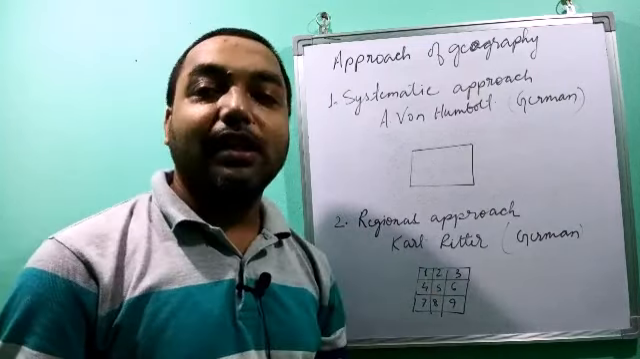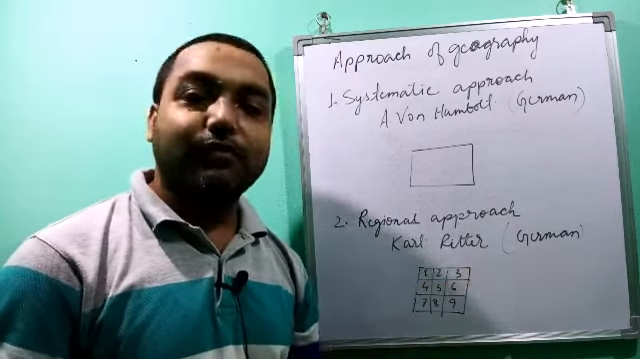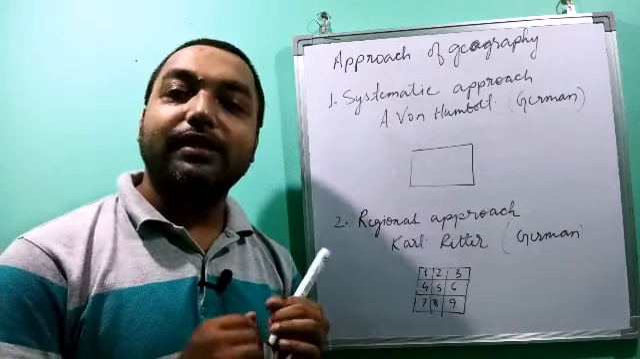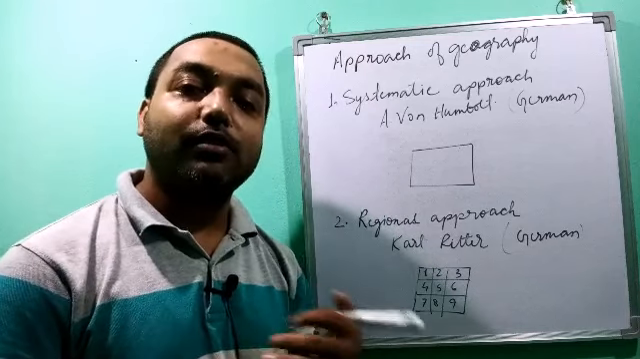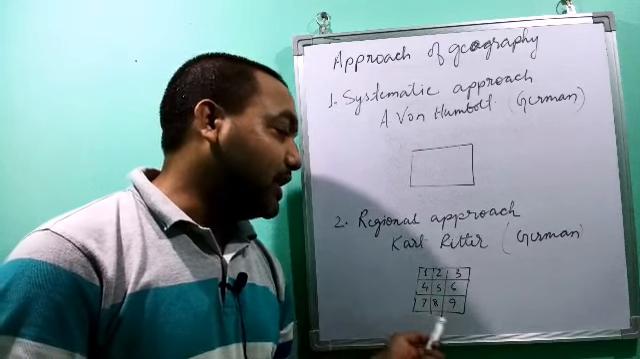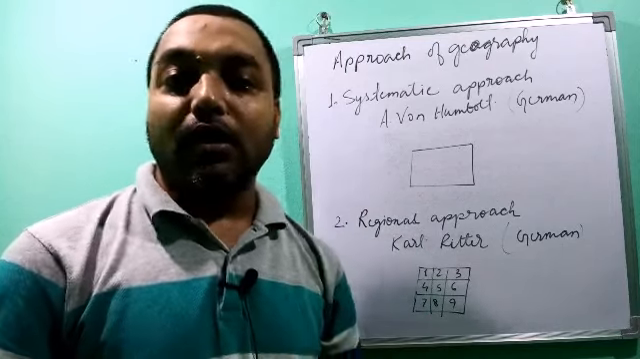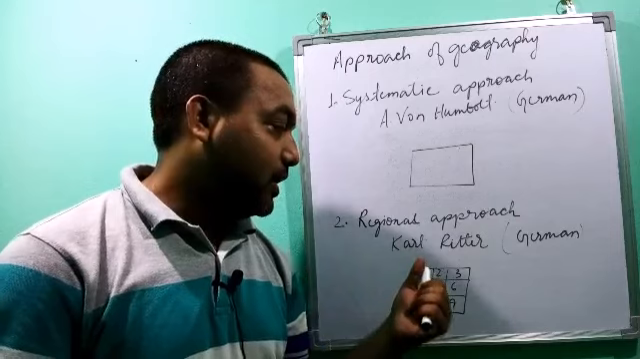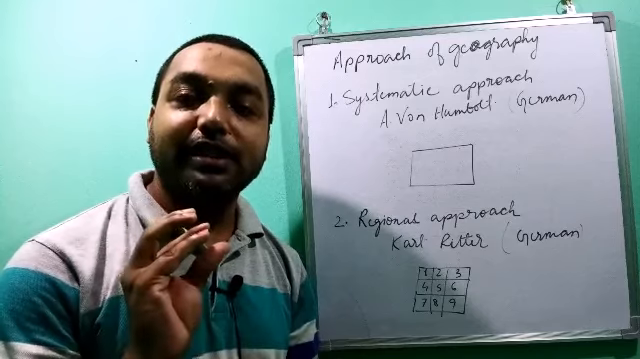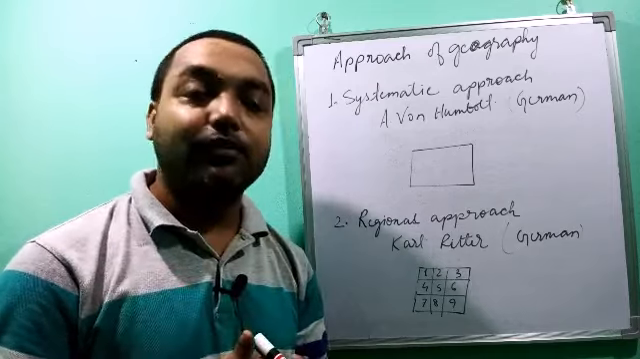The next approach is the regional approach. This regional approach was given by Karl Ritter. He was another German geographer who brought a huge change in the field of geography, and these two persons contributed to geography almost at the same time. According to this regional approach, if we want to study the whole world, then we should divide the whole world into different small regions. When we divide it into small regions, it becomes easy for us to study each region because it is very small. Now we can go physically and find out whatever is there.